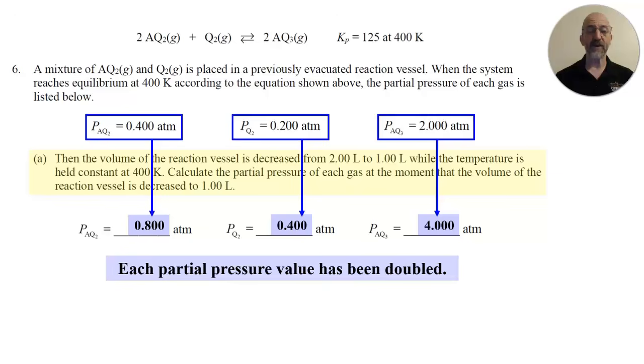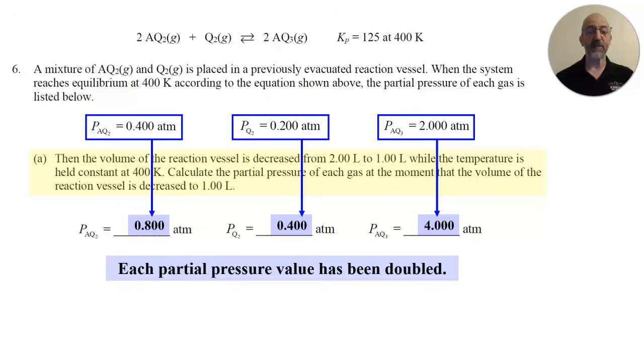Now, you might be wondering, without picking up your calculator, mathematically, are we still going to get a value of Q for the reaction quotient that is equal to 125 or not? Well, we don't need to guess. We will actually do this calculation right now. So the answer to part A is 0.8 atmospheres for AQ2, 0.4 atmospheres for Q2, and 4 atmospheres for AQ3.